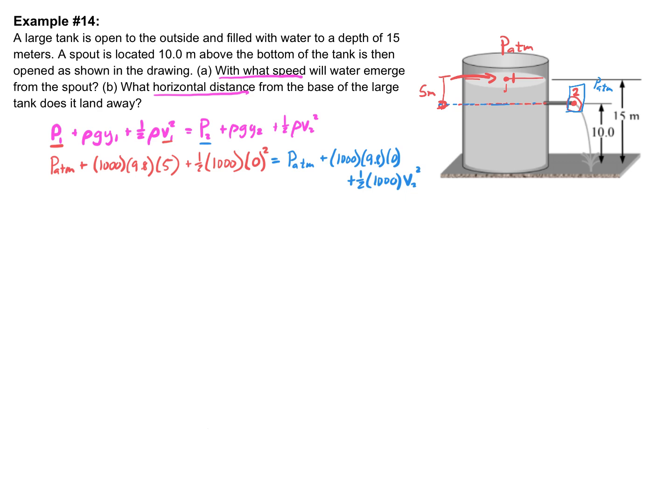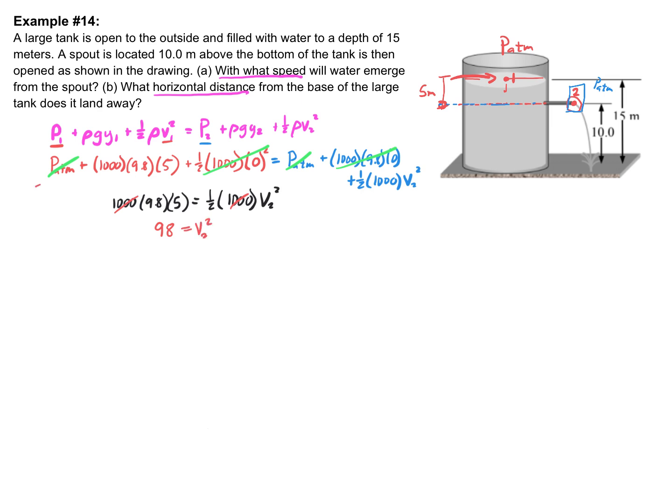And so I can go ahead and cancel out. I'm going to subtract the P atm, the atmospheric pressure, so that's going to cancel out. This here is 0, so that's going to go away. This here is 0. So what I end up with is quite simply 1,000 times 9.8 times 5, and that has to be equal to 1/2 times 1,000 times v2 squared. Now, of course, I divide by 1,000 on both sides. That cancels out. Then I can multiply by the 1/2 here. That would give me 9.8 times 10. So that's going to give me 98 equals v2 squared.